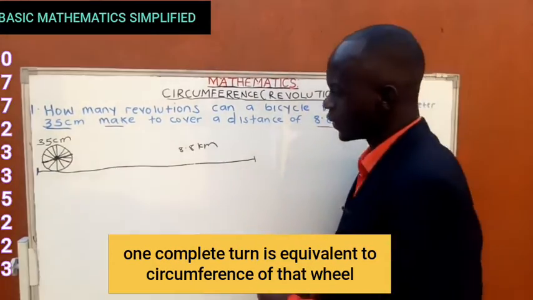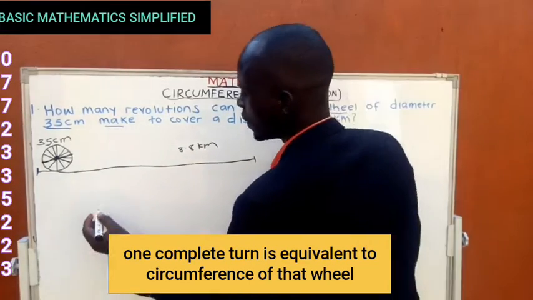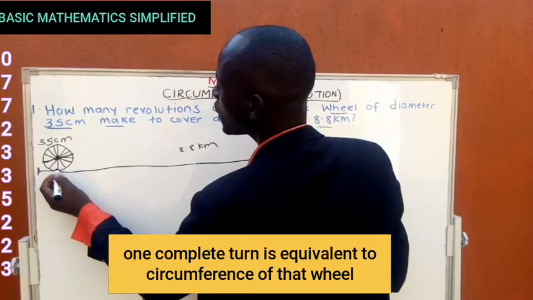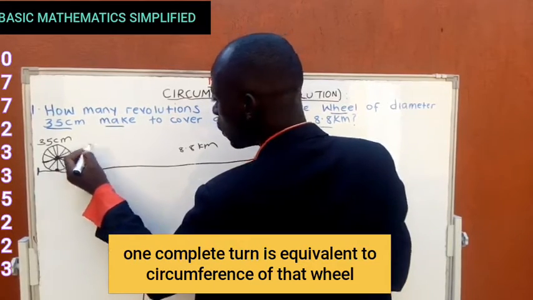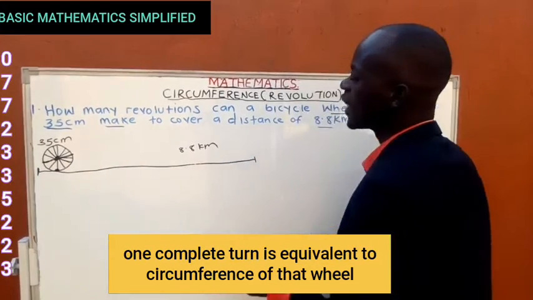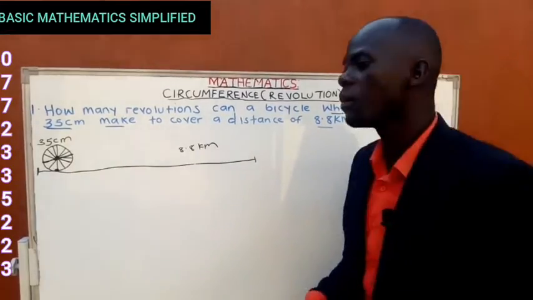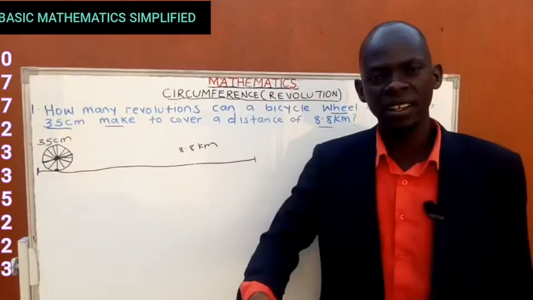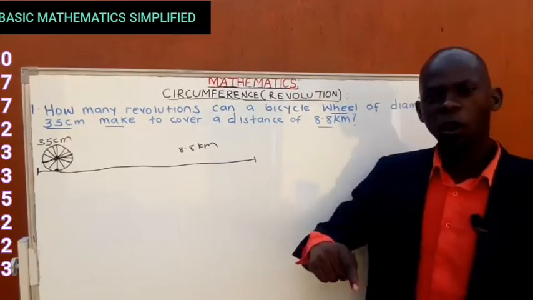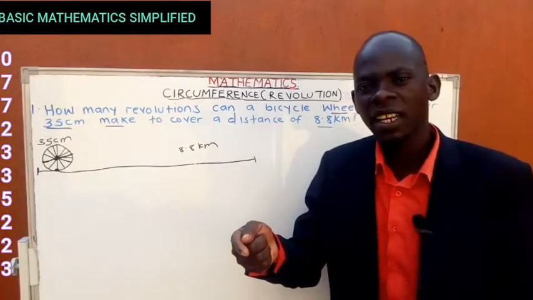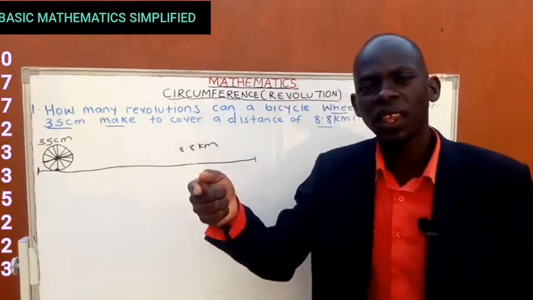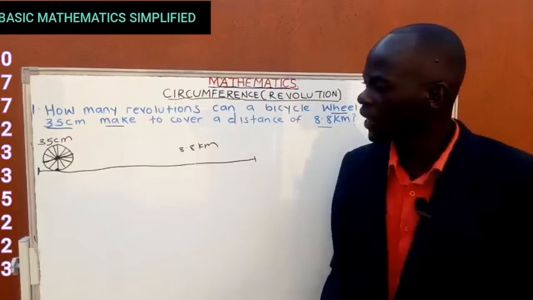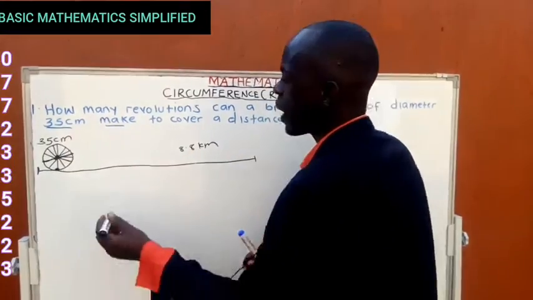What they are asking is, if this is the point where it is beginning from, how many times will this same point land on the ground to cover a distance of 8.8 kilometers? What they mean here is to revolve, to make a complete turn. Making one complete turn becomes one, the second one, two, the third one, like that, until it covers 8.8 kilometers. If this is the point that you have marked.